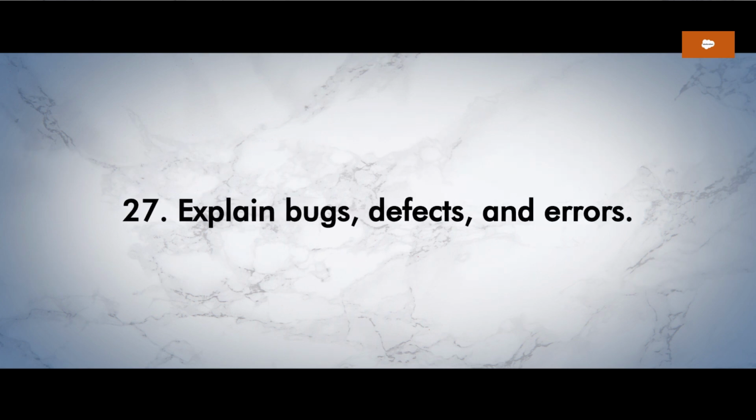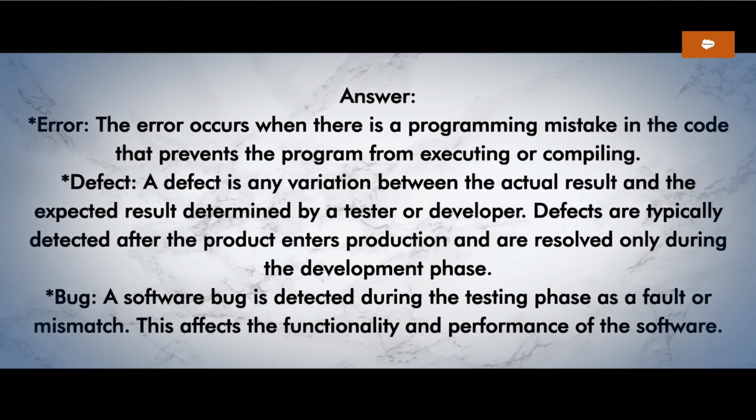27. Explain bugs, defects, and errors. Answer. Error. The error occurs when there is a programming mistake in the code that prevents the program from executing or compiling. Defect. A defect is any variation between the actual result and the expected result determined by a tester or developer. Defects are typically detected after the product enters production and are resolved only during the development phase. Bug. A software bug is detected during the testing phase as a fault or mismatch. This affects the functionality and performance of the software.